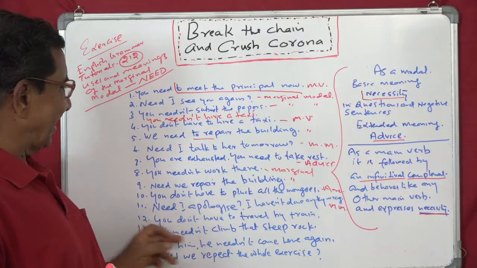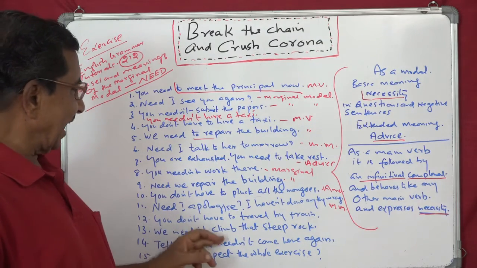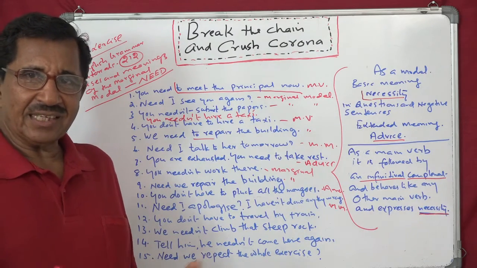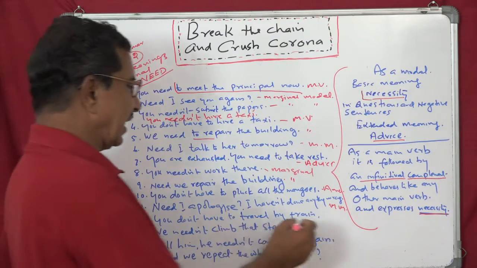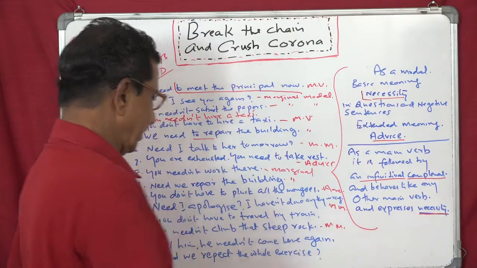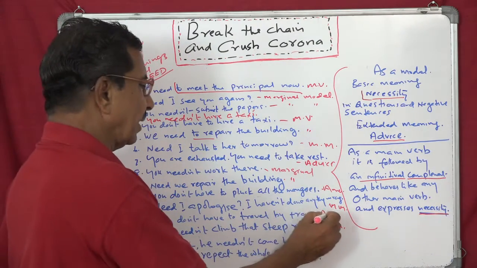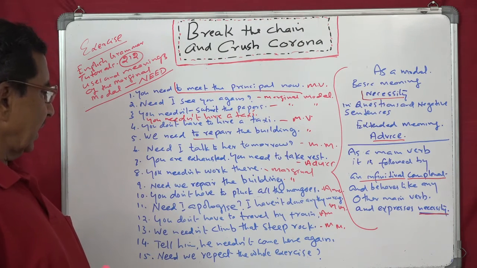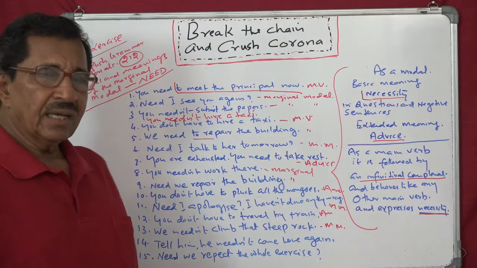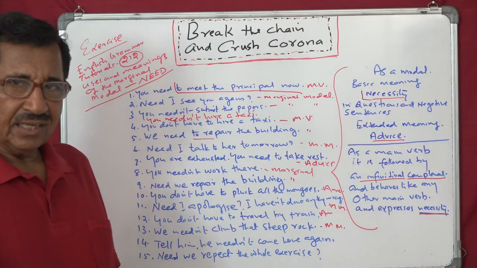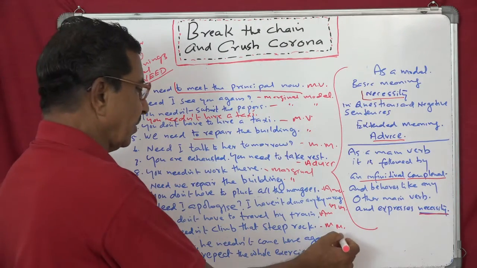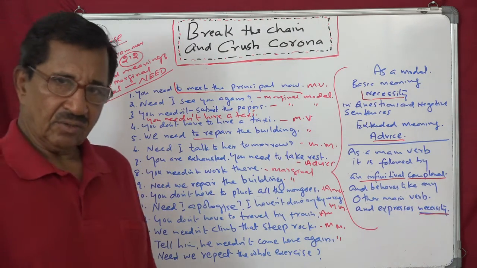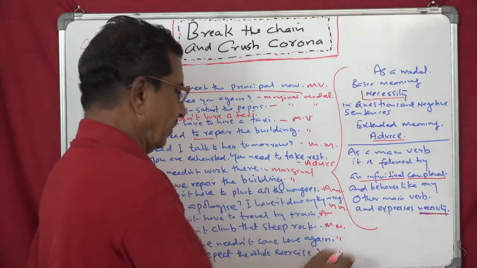We needn't climb that steep rock. We needn't climb, that's again a marginal modal. You don't have to is the American way. Tell him he needn't come here again. He needn't come, so that is a negative marginal modal. And last one is, need we repeat the whole exercise? Question, and so it is a marginal modal.